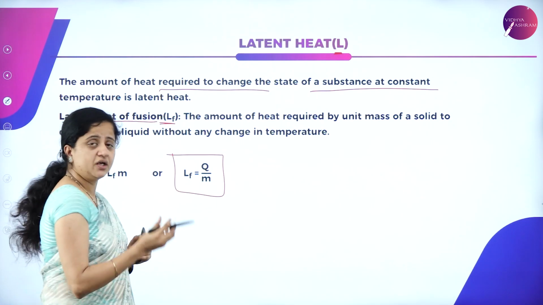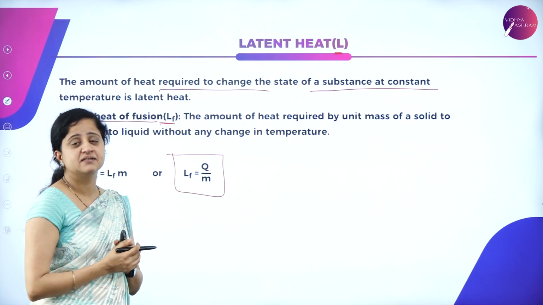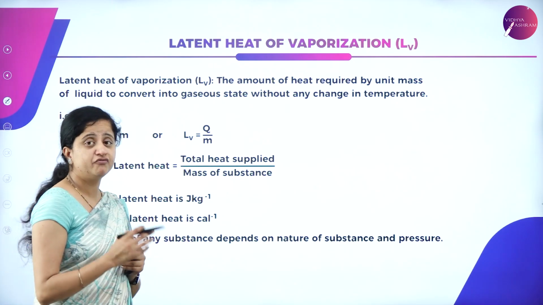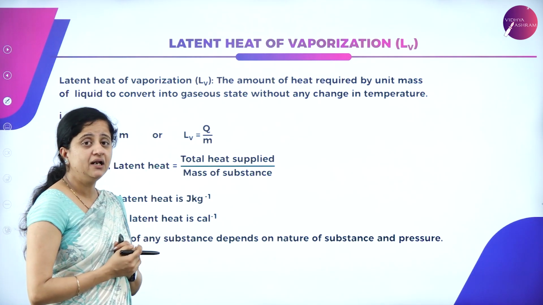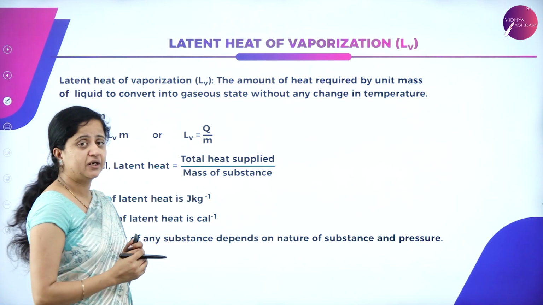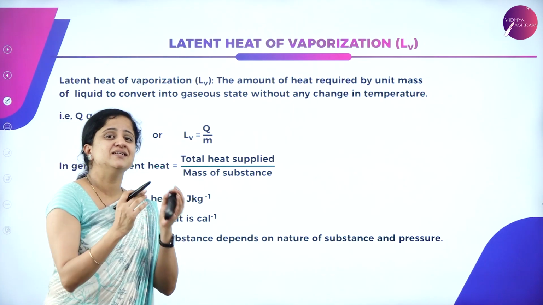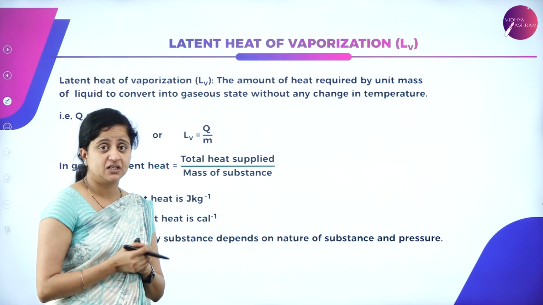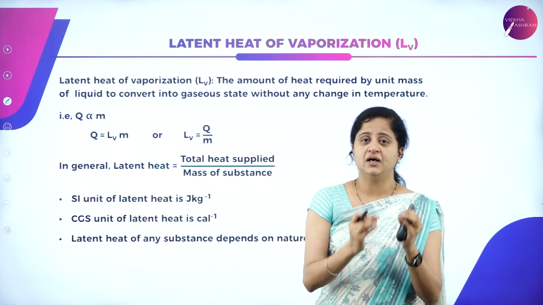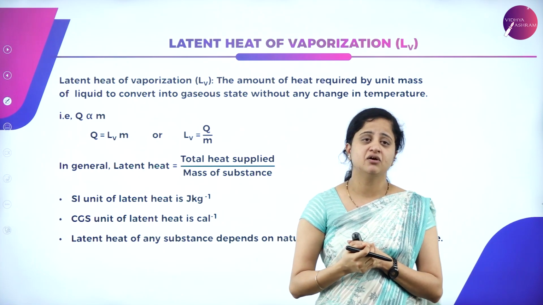So M stands for a unit mass of solid to convert into liquid. The amount of heat that is required is called the latent heat of fusion. Next we have latent heat of vaporization, given by LV. It is nothing but the amount of heat required by unit mass of liquid to convert into vapor, or to convert the liquid into gaseous state without changing its temperature. So keeping the temperature constant, the amount of heat supplied to a substance to change its state from liquid to gaseous state is called latent heat of vaporization.